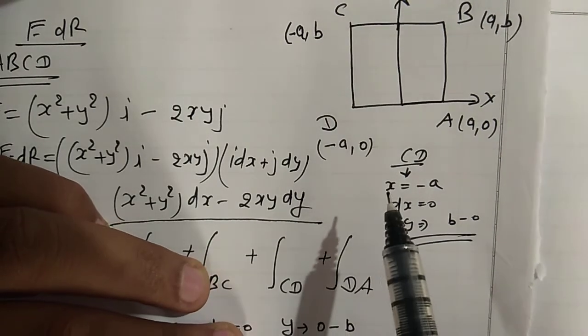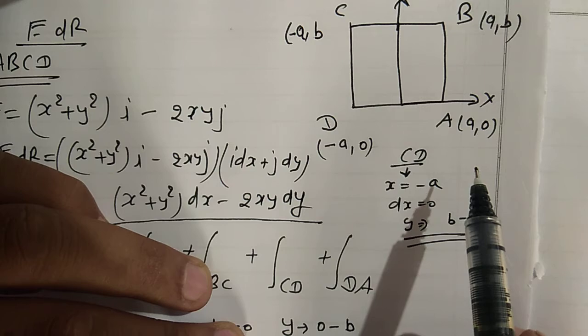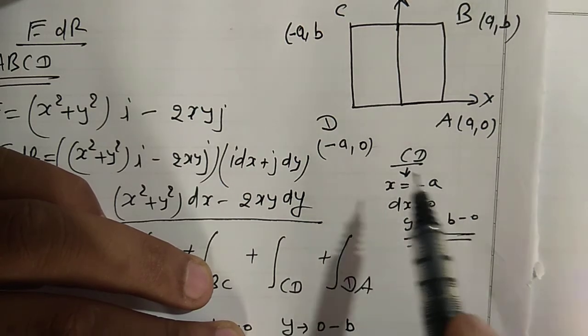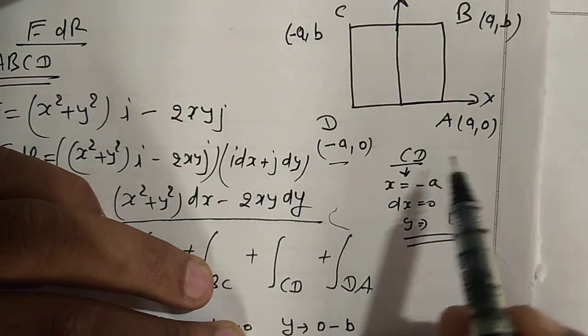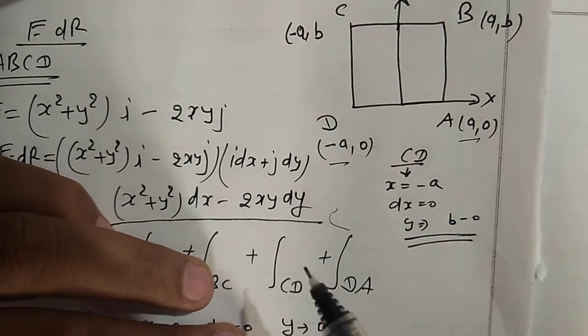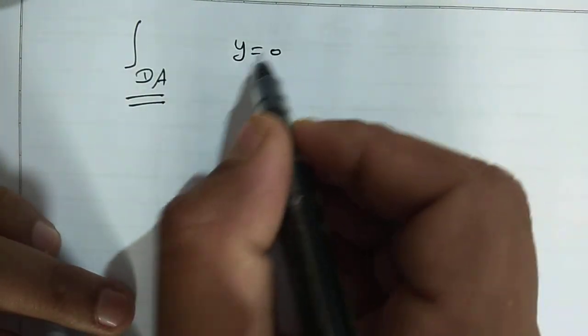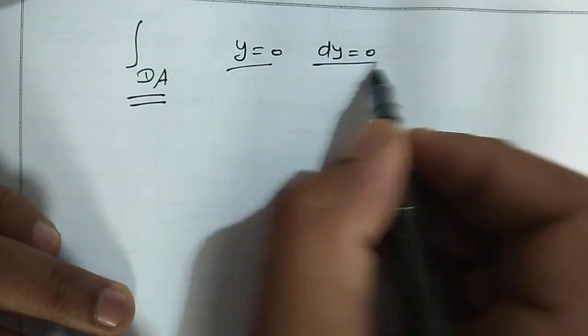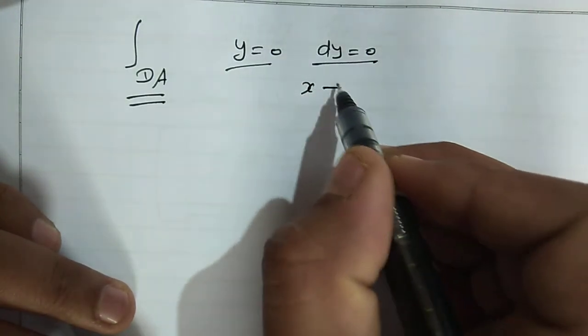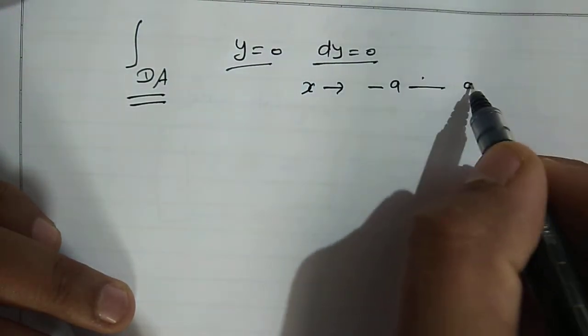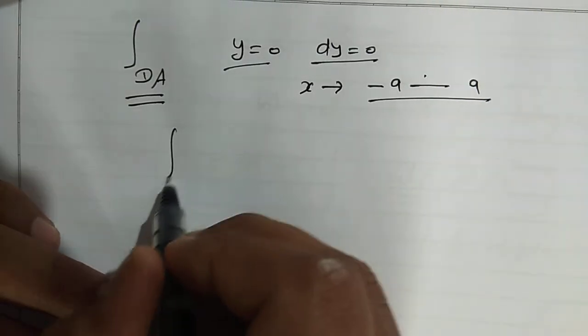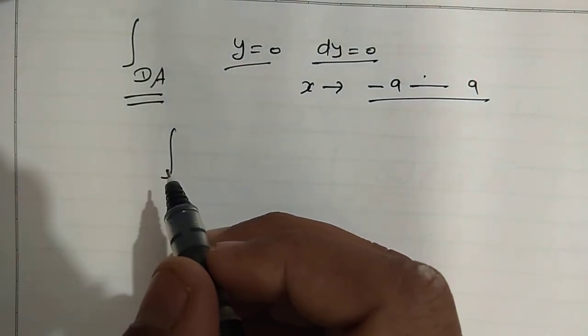Now let me find out the last line integral along the DA. Let me explain what is the condition for DA. So along the DA, if you see, we have y equal to 0, dy equal to 0 and x limit will be minus a to plus a. So this integral, the dy part will be 0, so we have the dx part only, x square plus y square dx.